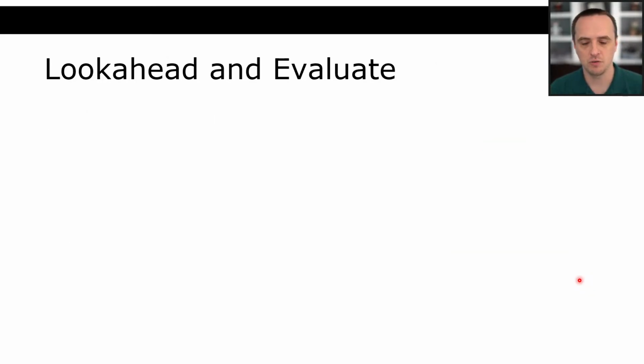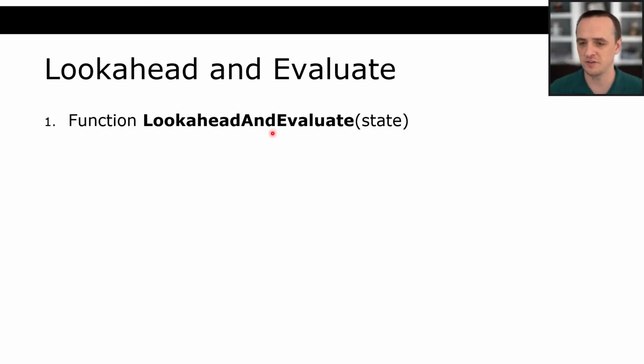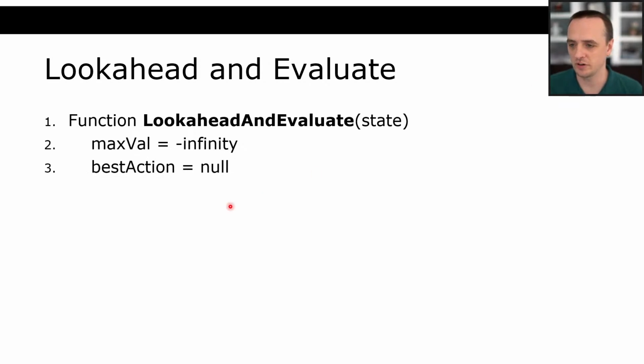Okay, so here's a function that we could use to implement that. Here's my look ahead and evaluate function. I pass this in a state. I'm going to be taking the maximum of something, so in order to do that, I'm going to record my current maximum value. You typically do that by setting it equal to minus infinity. And so I'm going to be taking the highest valued thing that I find. Then I'm going to record the best action that I found at some point.